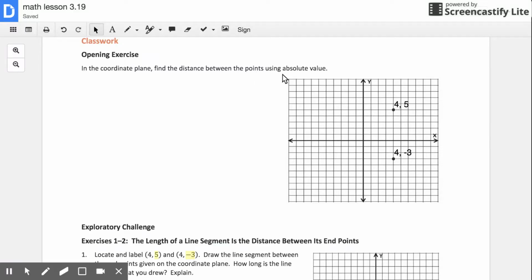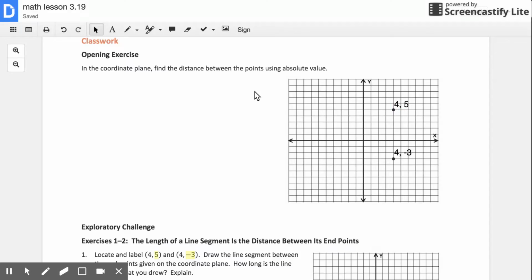absolute value. So on your page, the points are not numbered, but I labeled them. They both have an x coordinate of 4, so they're going to be on the vertical line where x is 4. But one of them is going to be 3 spaces down. Its y coordinate is -3, and the other one is 5 spaces up because the y coordinate is 5.